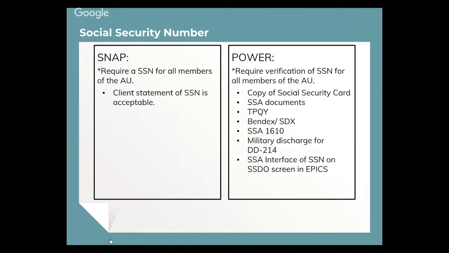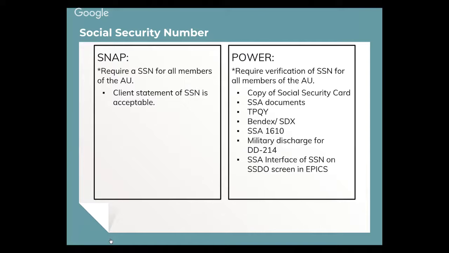That's perfectly acceptable for the SNAP program. For POWER, we do require verification of Social Security number for all members of the assistance unit. Some ways of verifying that can be a copy of a Social Security card, SSA documents, a TPQI, a Bendex or SDX report, the SSA 1610 form, a military discharge form, and an SSA interface of Social Security number on the SSDO screen in EPICS.